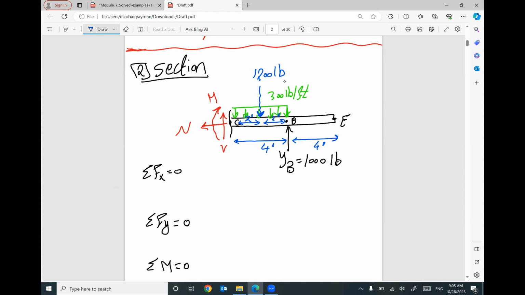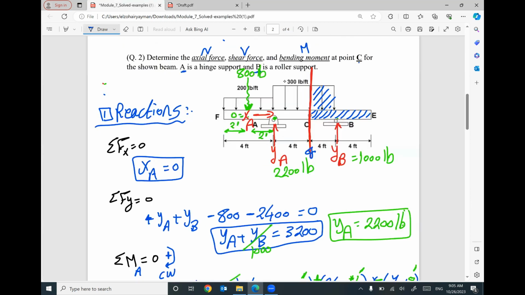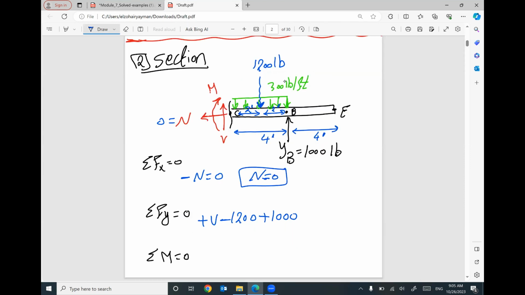That makes sense? Then go ahead and start. Summation f of x, I have negative N equals 0. So your capital N will be 0. We don't have axial force. Summation f of y equals 0. We have positive V, negative 1200, positive 1000, nothing else, equals 0. So the value of V will be positive 200 pound.